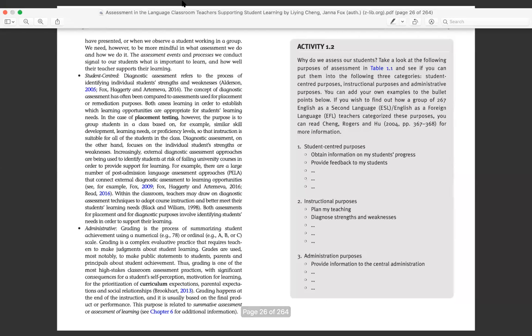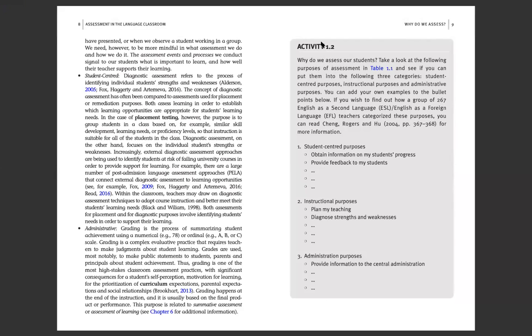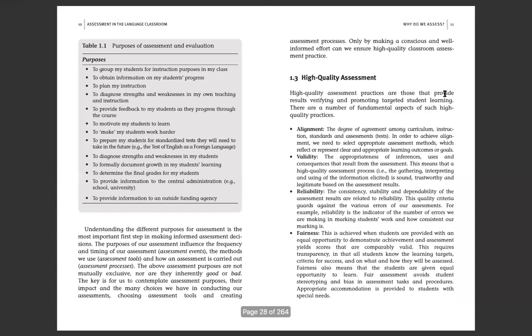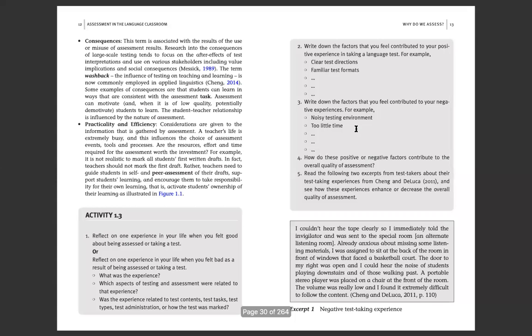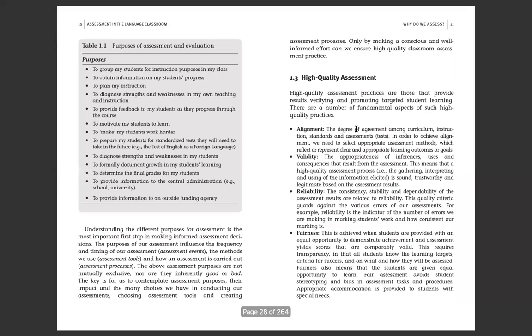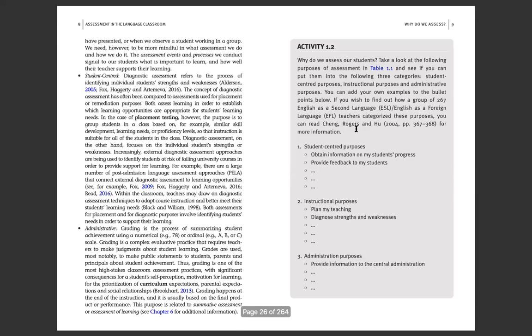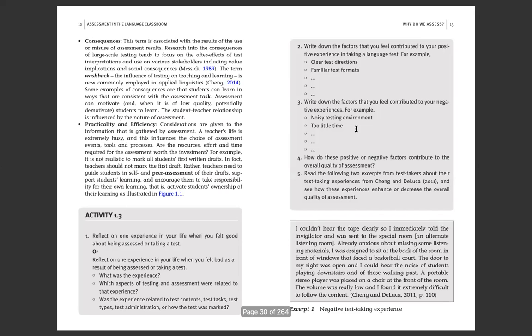That's table 1.1. We take those, we go back to page 9, and we complete with 3 for each. Then you read about high quality assessment. And then on page 12, you have activity 1.3. So activity 1.2 and then activity 1.3.